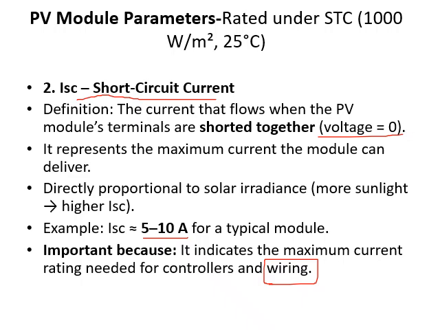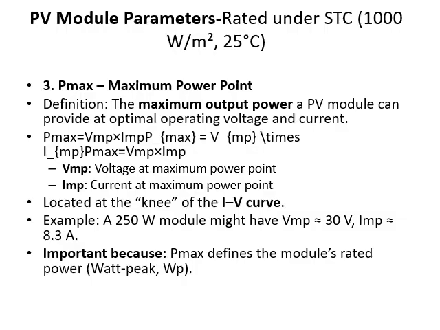When we need to run the photovoltaic, we cannot go for open circuit voltage or short circuit current. In that case, we need to know the maximum power point, and the maximum output power a PV module can provide is called the maximum power point. Then we track back at this maximum power point what the voltage generated is and what the current is. Depending on those values, we call them VMP, voltage at maximum power point, and IMP, current at maximum power point. It is located at the knee.